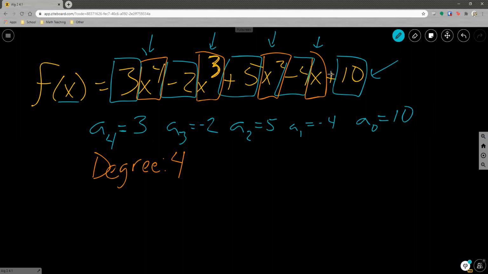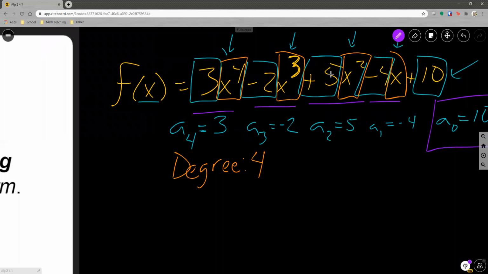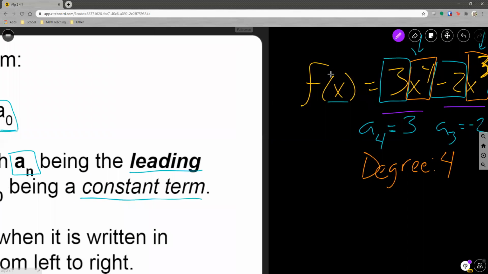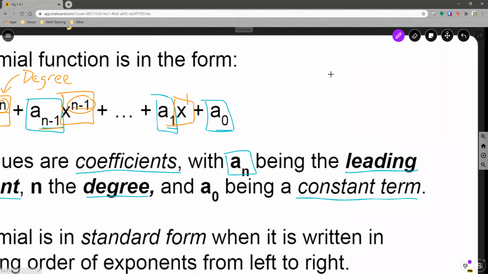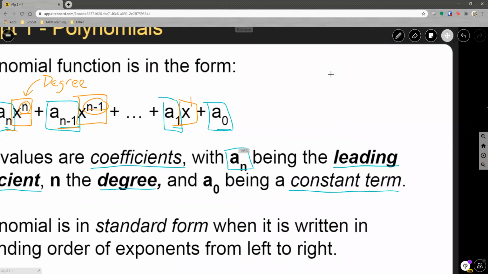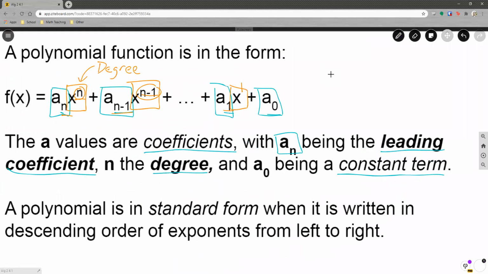My x could be 1,000,000. The 10 would still be a 10. All these other terms in the polynomial, they're going to change drastically as x changes. But the 10 will always be constant, always stays the same. So A0 is 10. So that's how we structure a polynomial.